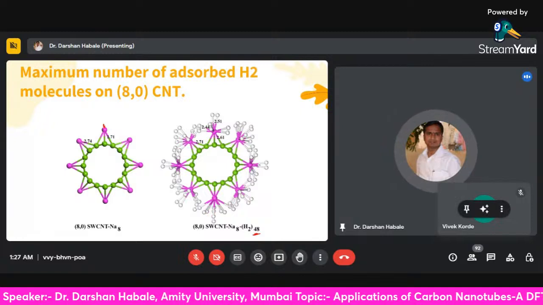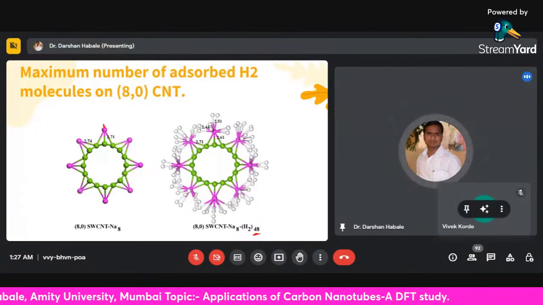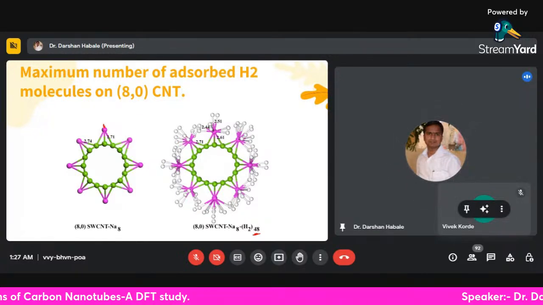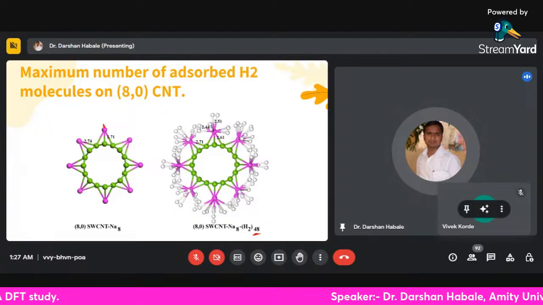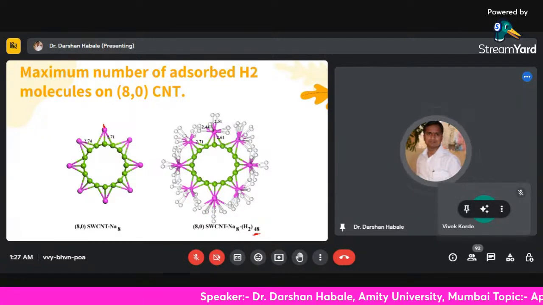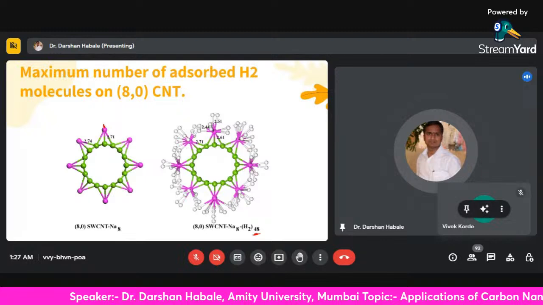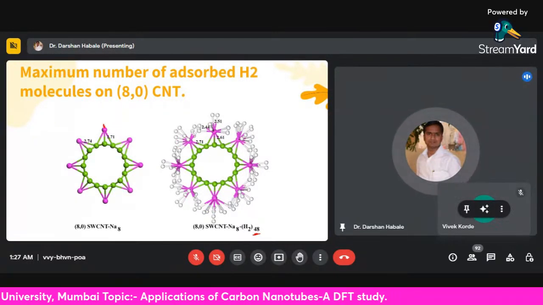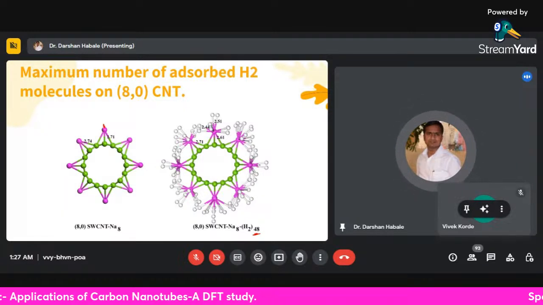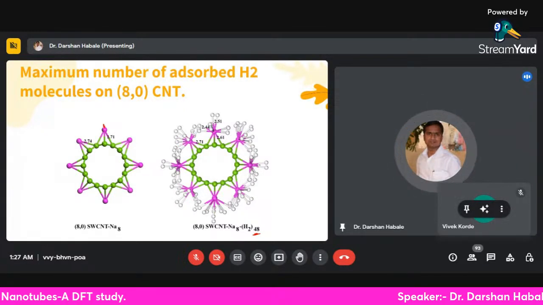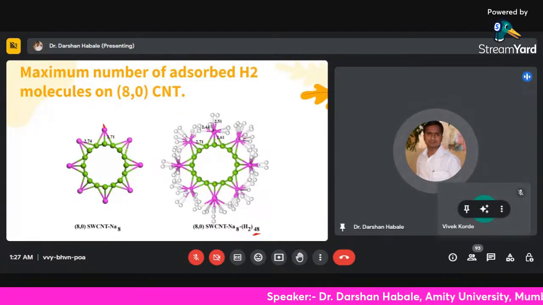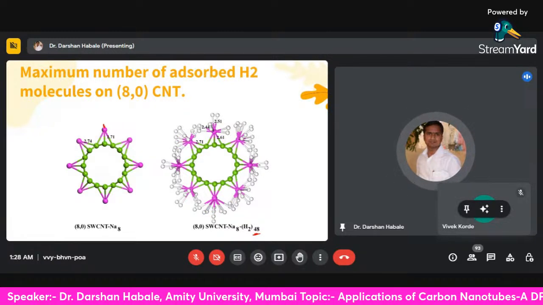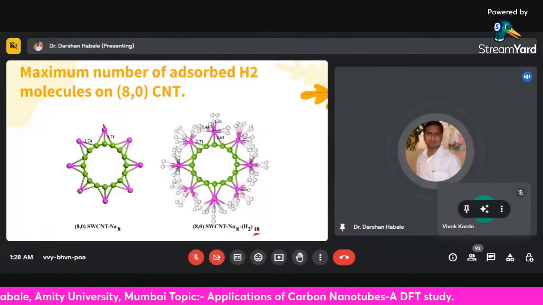How do we find the weight percentage of the hydrogen? The formula is like this: total weight of the system. Total weight means total atomic weight of the system. Which system? Carbon nanotube plus sodium plus 48 hydrogen molecules. We calculate the total atomic weight of this system, and we also calculate the weight of the hydrogen molecules. Total hydrogen molecules are 48. So 48 multiplied by the atomic weight of hydrogen, divided by the total weight of this system, multiplied by 100. That will give the weight percentage of hydrogen for this 80 carbon SWCNT.